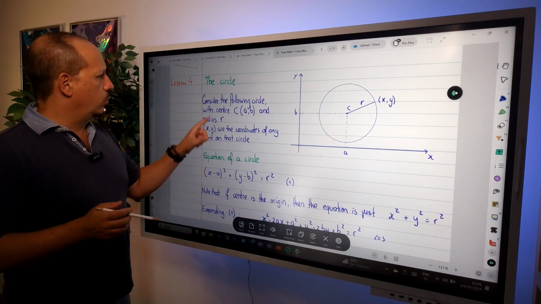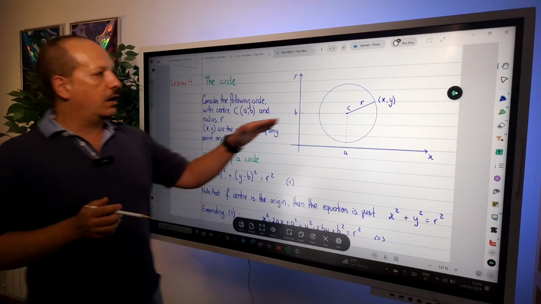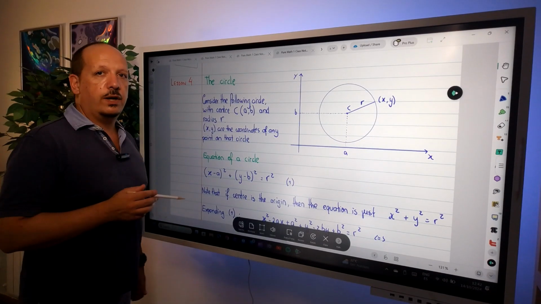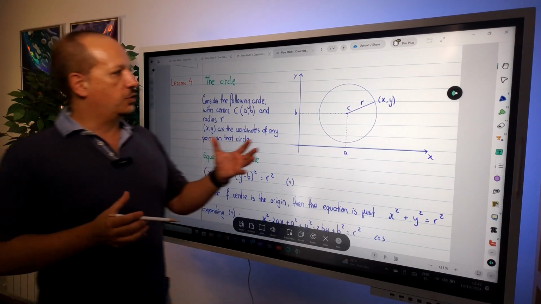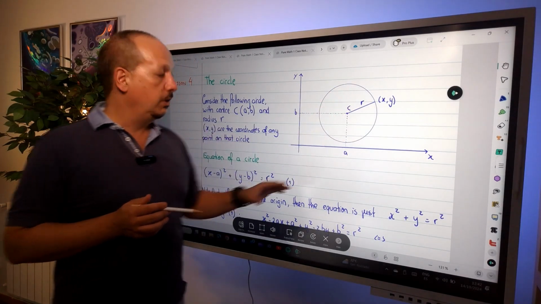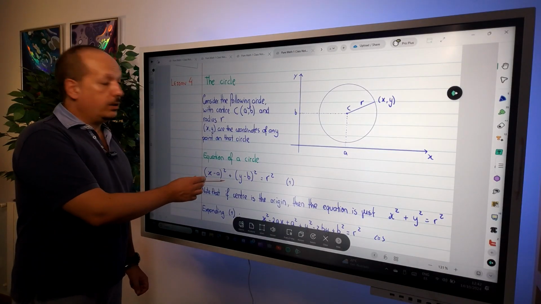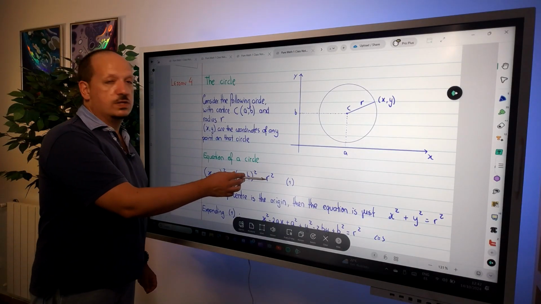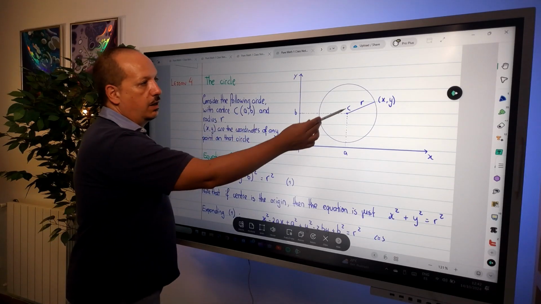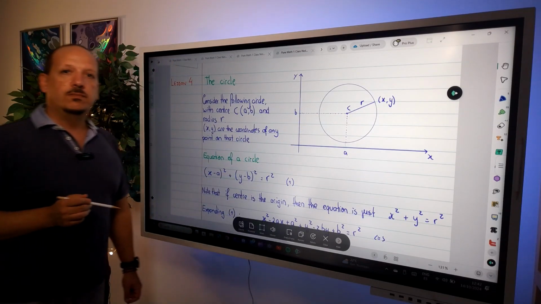So let's call coordinates a and b the x and the y coordinate of the center, and r the radius of the circle. The equation of the circle defined by the coordinates x and y of any point on the circle is: (x minus a) squared plus (y minus b) squared equals the radius squared. Again, a and b are the coordinates of the center and r the radius of the circle.